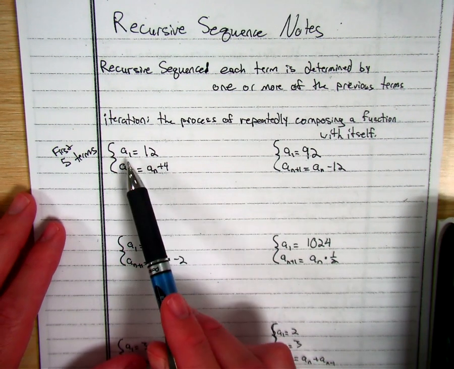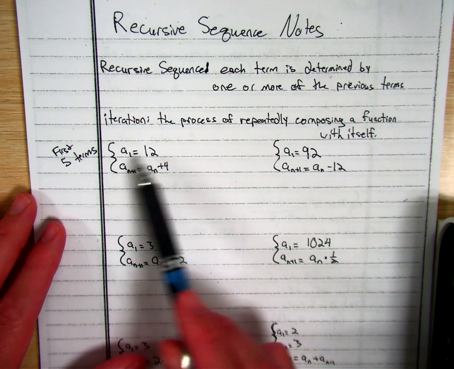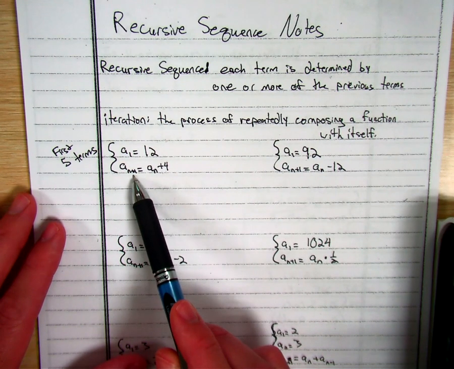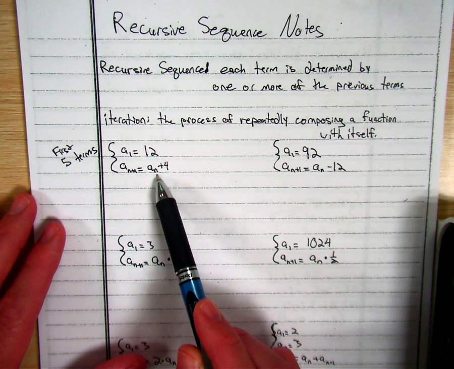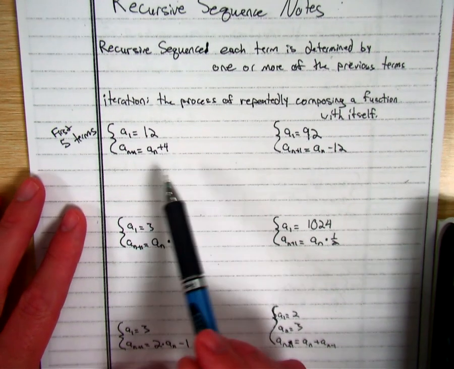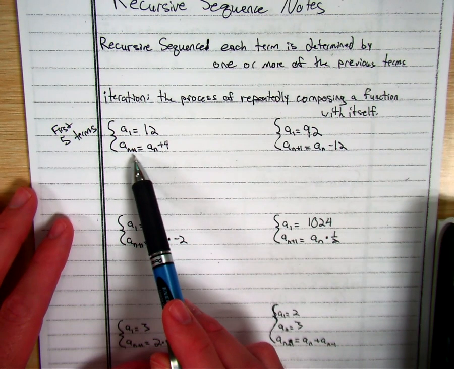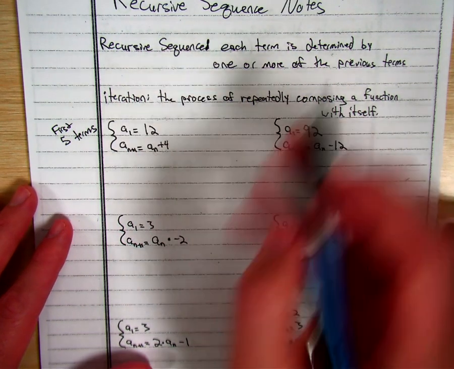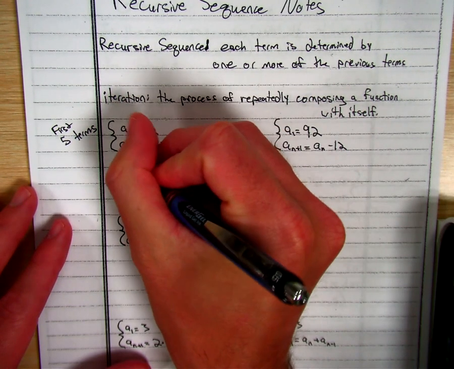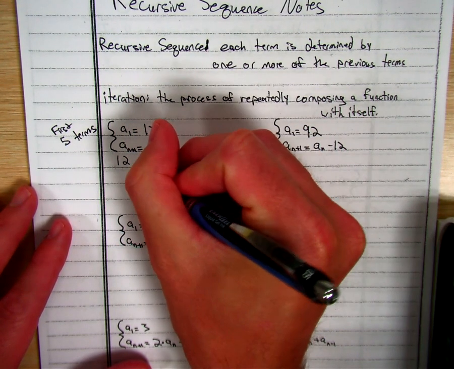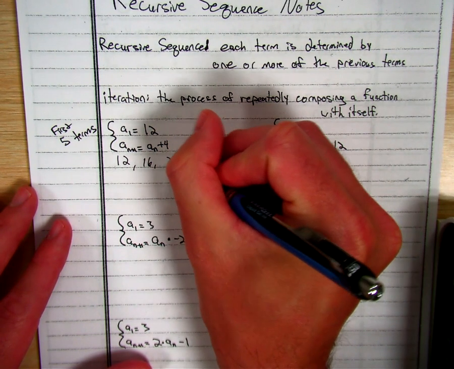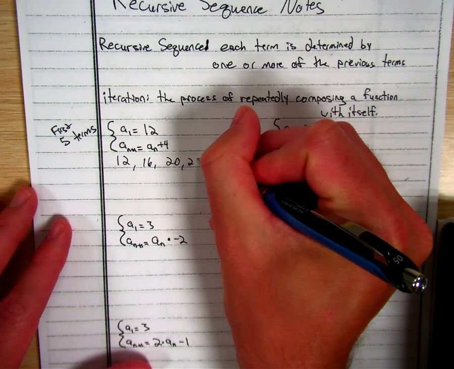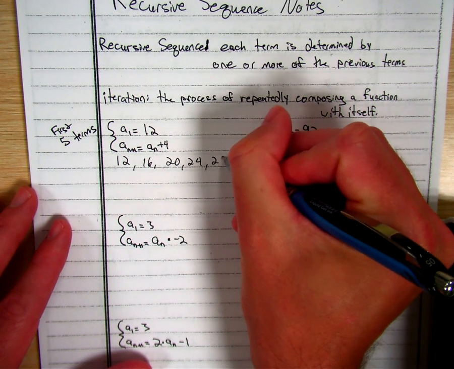We have A1 is 12, the first term is 12, and every term after that is the old term plus 4. So A sub n plus 1, the next term, equals A sub n, the current term, plus 4. We're finding the first 5 terms. The first term is still 12, plus 4 is 16, plus 4 is 20, plus 4 is 24, plus 4 is 28.